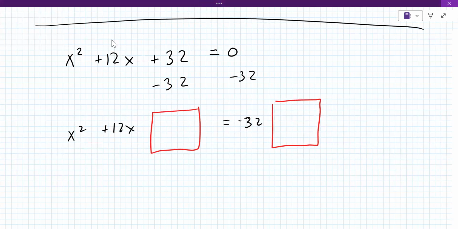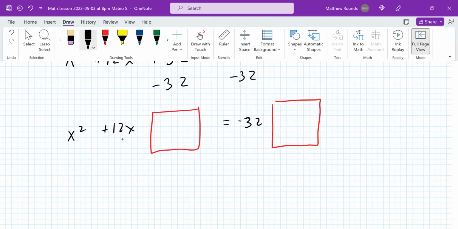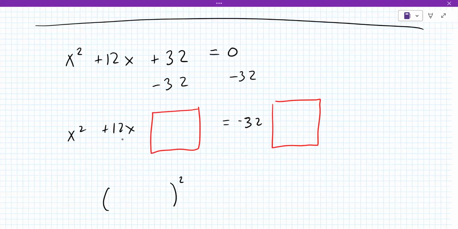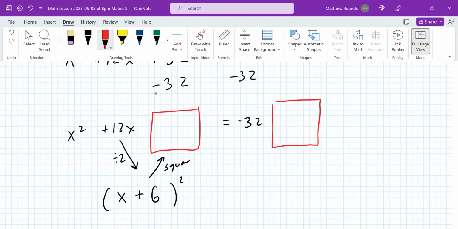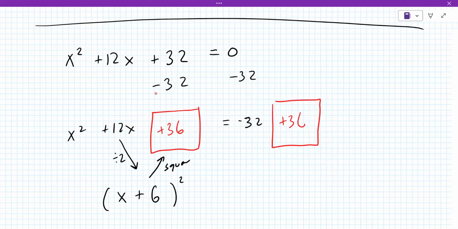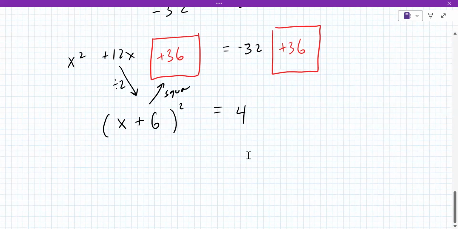To figure out what to fill in, you go back and look at the middle number. Middle number divided by 2. So that's 6, and then the square of 6. 36. Okay, so in both boxes, you get a plus 36. On the right, it becomes +4. Right. Why don't you try solving it from here?